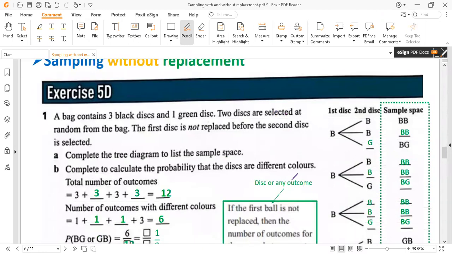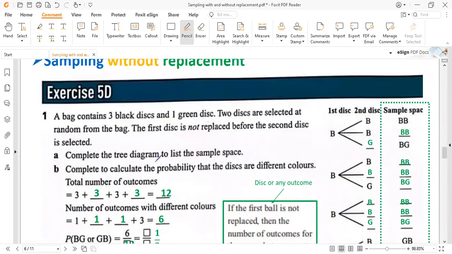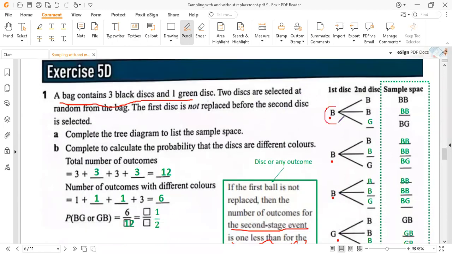The main difference is that if the first outcome, for example a ball or disc, obtained in the first stage is not replaced, then the number of outcomes for the second stage event is one less than for the first stage event. It's very clear because we have a bag containing 3 black discs and 1 green. So the first disc could be black, black, black, or green. Good. And if, for example, we obtain black as the first disc, normally it is not replaced.